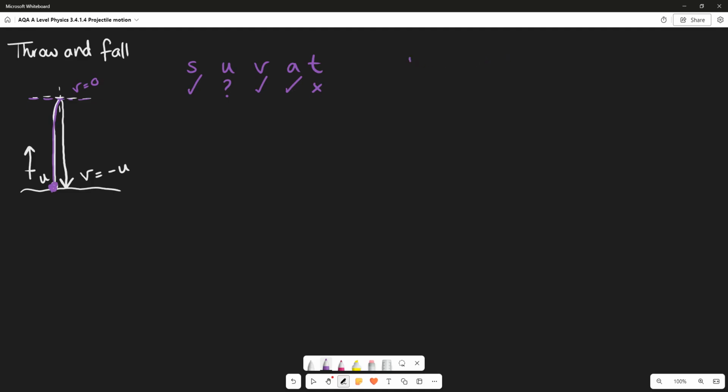So the equation we're going to be using has to be this one, okay, because it's the only equation that works with the variables that we have available. Let's rearrange. And substitute.